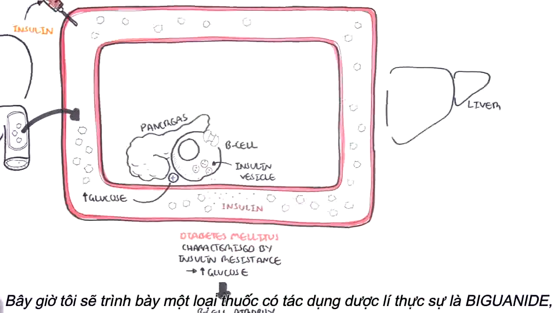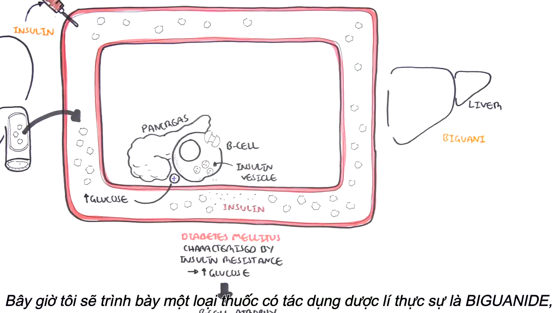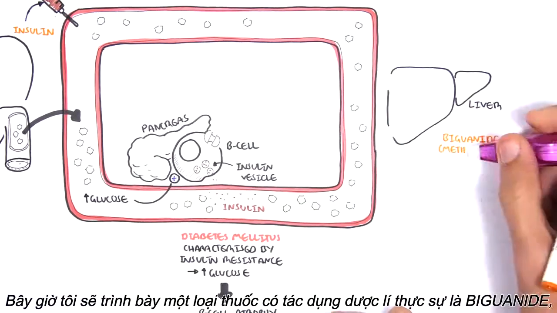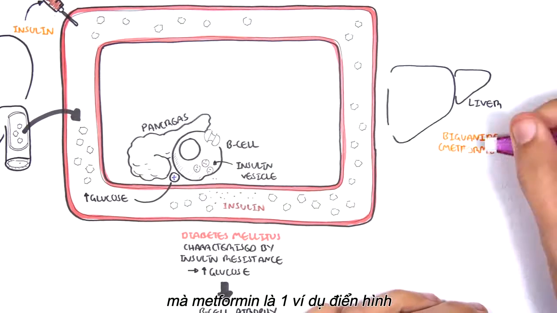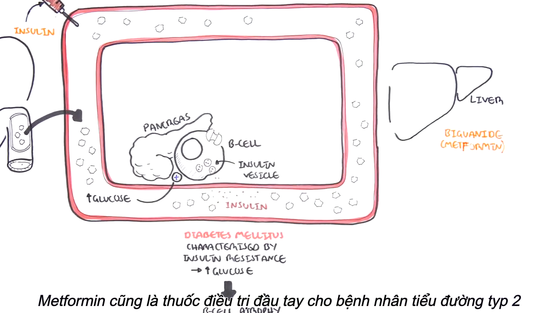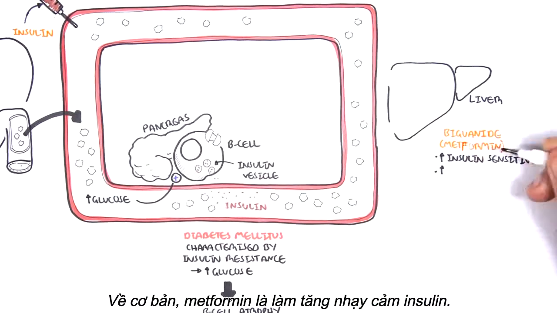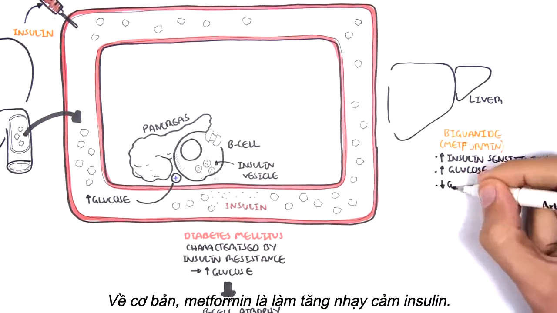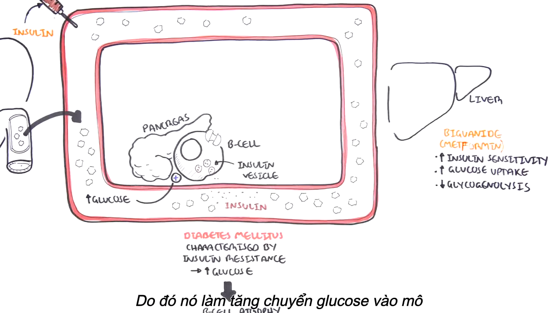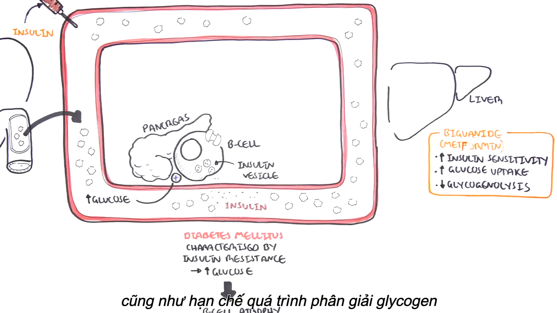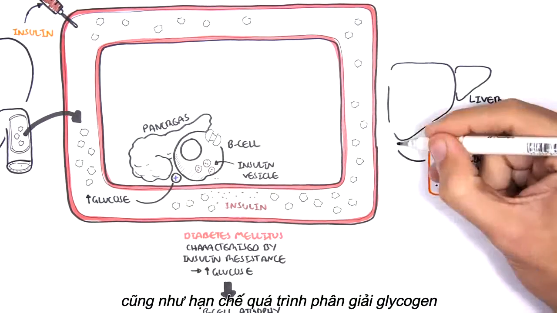Now, the actual pharmacological medication that we'll firstly talk about is a biguanide. And a good example is metformin. And metformin is a first-line treatment for patients with diabetes type 2. And essentially what they do is that they will cause an increase in insulin sensitivity. They will increase glucose uptake in tissues, as well as decreasing glycogenolysis.